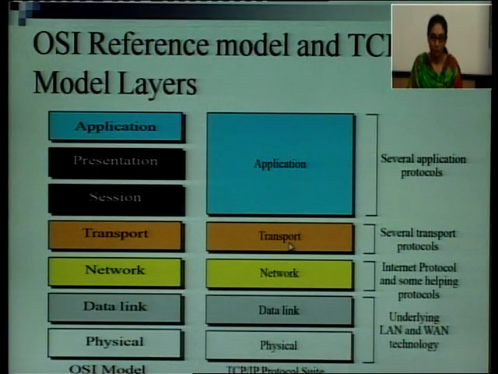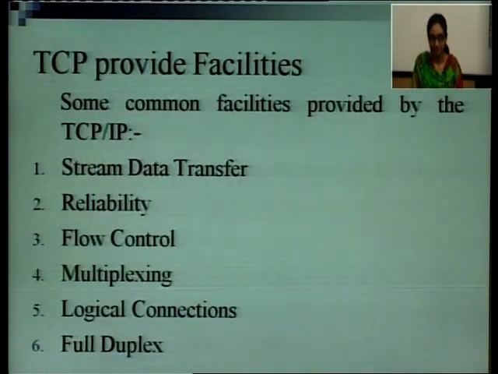The next layer is the transport layer, which is the same as in the OSI model, in the TCP/IP protocol suite. This transport layer uses several protocols. We can use TCP, UDP, SCTP protocols for the transmission. The last three layers, that is session, presentation and application layer of the OSI model, are combinedly known as the application layer in the case of the TCP/IP protocol. In the TCP/IP protocol suite, several application protocols can be used at the application layer.